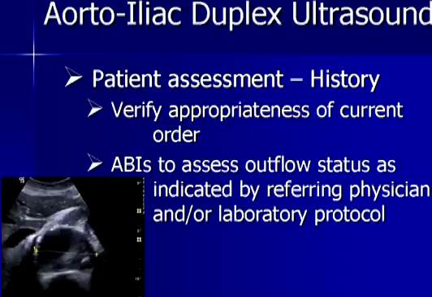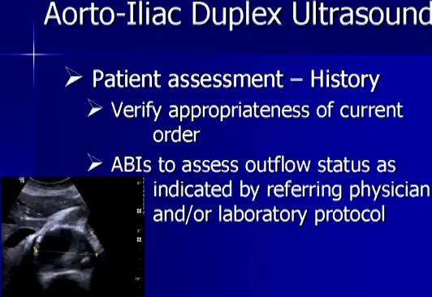You also want to verify the appropriateness of the current order. It is rare, fortunately, but not uncommon. A patient will be sent in for swelling in a previous inferior vena cava filter, and yet an aortic study is ordered when in fact they meant an ilio inferior vena cava venous study to be performed.